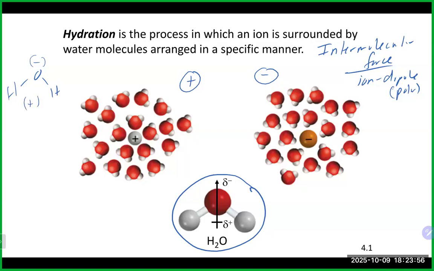So when you take something like sodium chloride and you want to dissolve it, what happens is these water molecules will actually surround the positive ion through its oxygen, which is more negative, to help it in the dissolving process.